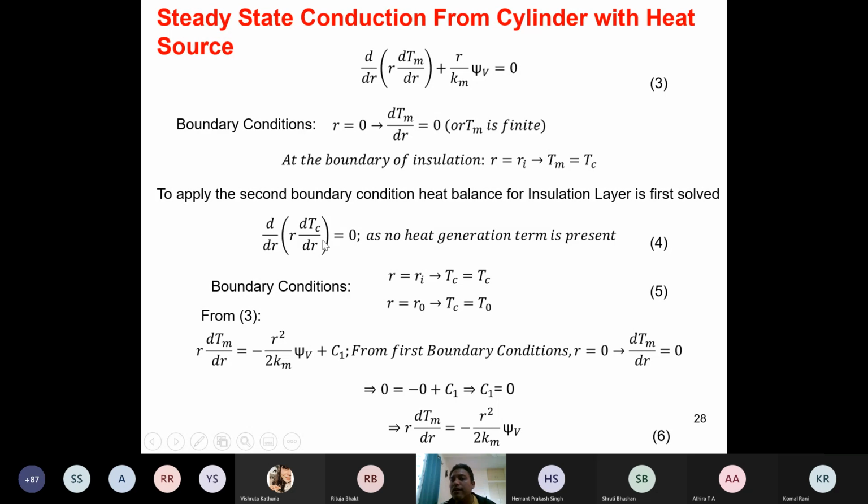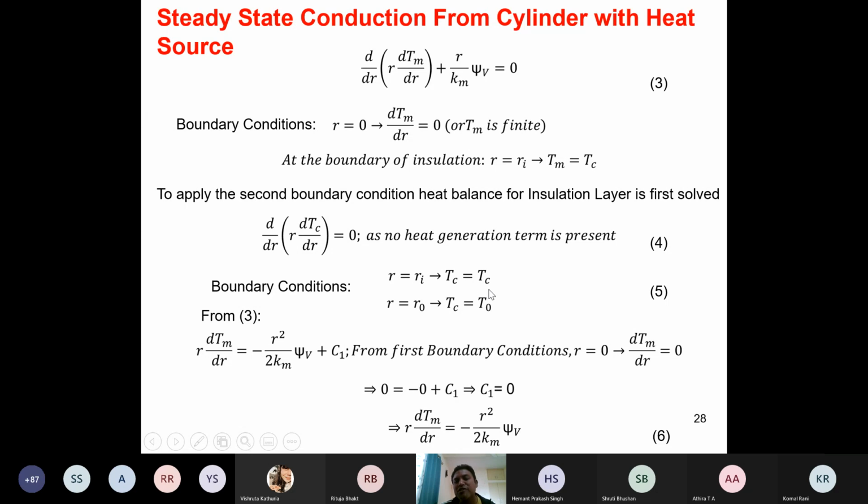So now let's make the boundary condition for this. The boundary conditions are going to be what? Again, at R equals Ri, that is the boundary of the metal wall and the insulation layer, so Tm is the same as Tc. And at R equals R0, the Tc is T0. Outside temperature is T0, isn't it? So these are the boundary conditions.